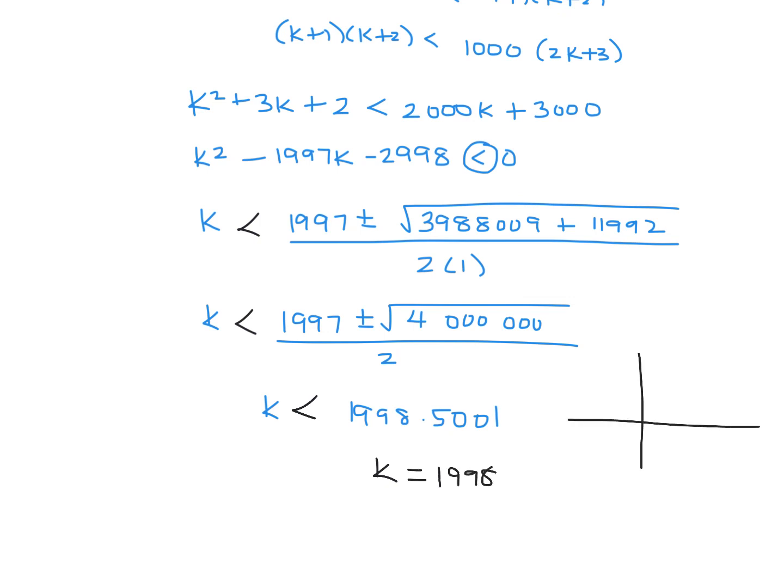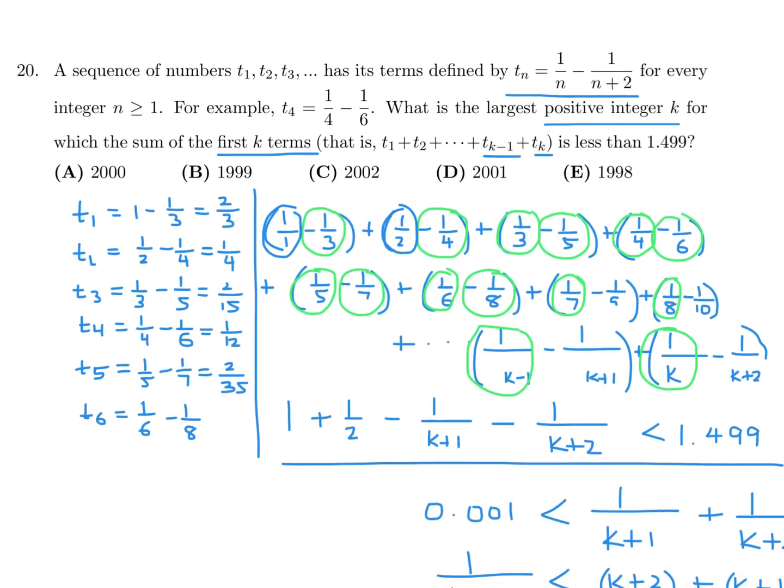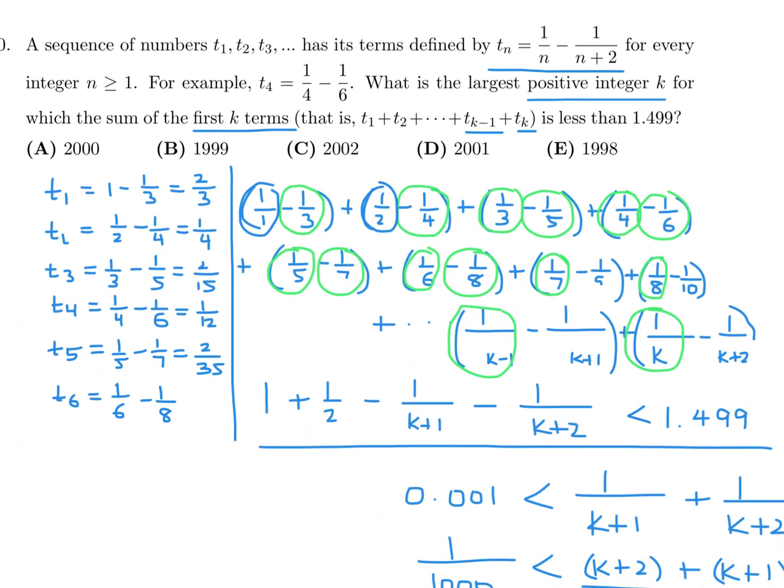So if you were to plot it, if you got two, what's it called, roots, then this one is the 1998.5, and this one is the -1, whatever it was. And we want this whole thing to be less than, so we want this part of the curve. And they want the largest integer value, and the largest integer value is probably going to be right here, which will be 1998. And that's it. So the answer for number 20 is 1998, and therefore that would be E.